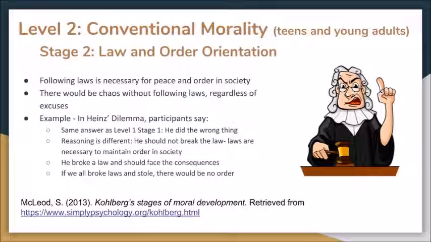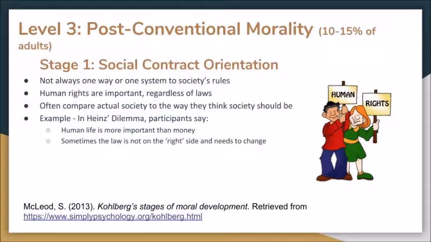It would be chaos. This is the final level of Kohlberg's stages of morality. This is the post-conventional level and the social contract orientation substage within that. Kohlberg believed as few as 10 to 15% of adults reach this stage of development. At this stage, people are beginning to hold human rights and valuing of life over the strictness of the laws.